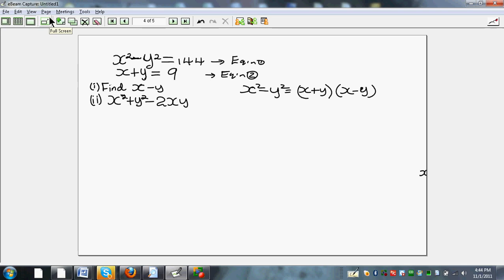So if I know x squared minus y squared is 144, can I write 144 here for x squared minus y squared? That'll be okay. Then they also told me that x plus y was 9, so I could also write 9 for x plus y here. Correct? So the only unknown that I have is x minus y, and that is what they want us to find in part 1. So to find x minus y, I could say 144 divided by 9 is equal to x minus y. Divide by 9 on both sides. That's the answer for part 1.